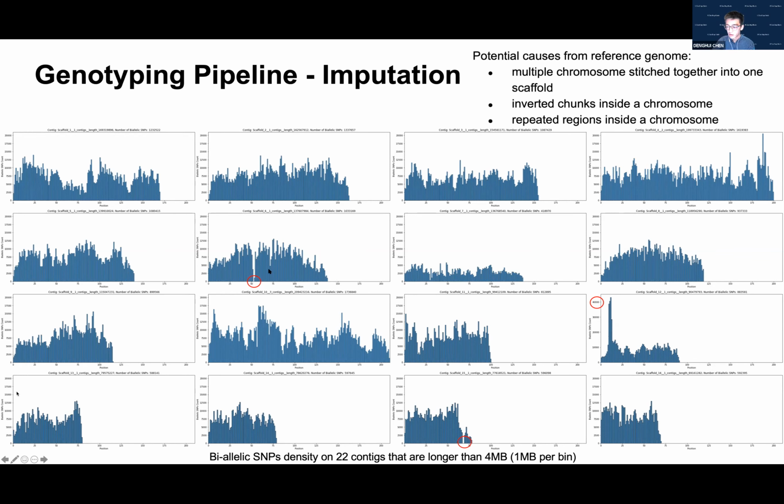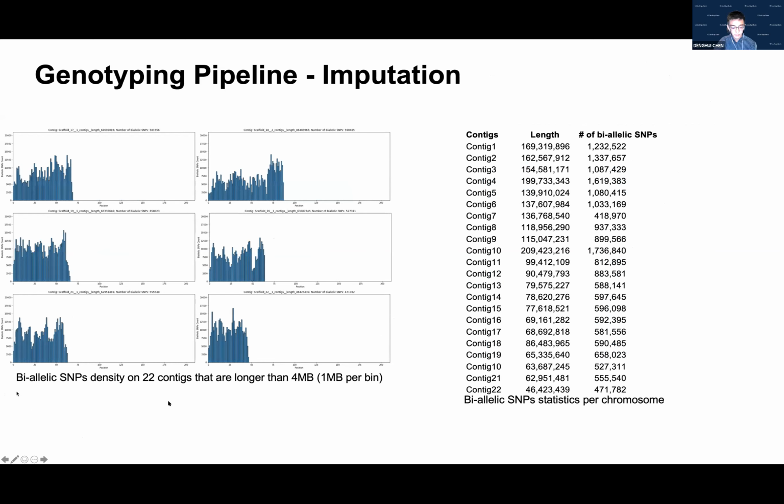And also there are some inverted chunks inside a contig from the new reference, and there might be some repeated regions inside the contig actually. And then here are the rest of the contigs, the SNP density plot. And on the right side, you can see the number of biallelic SNPs for each long contig here.